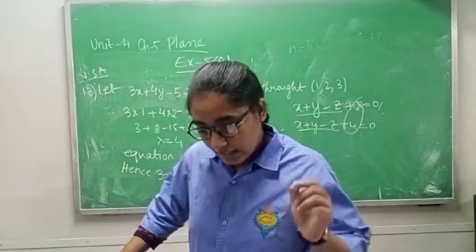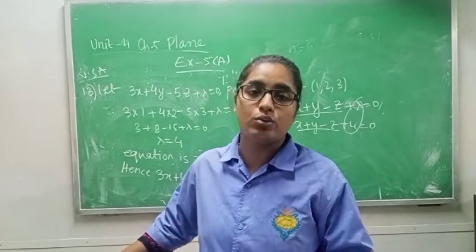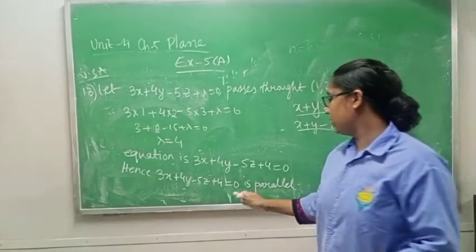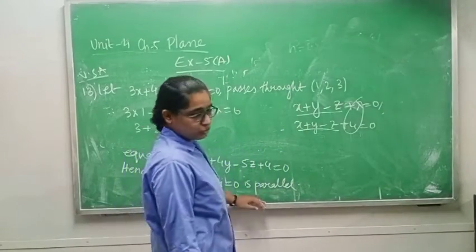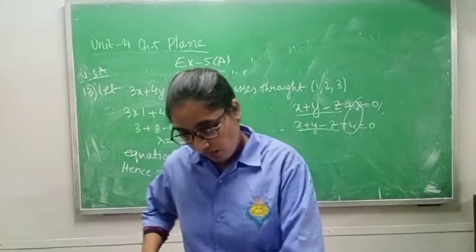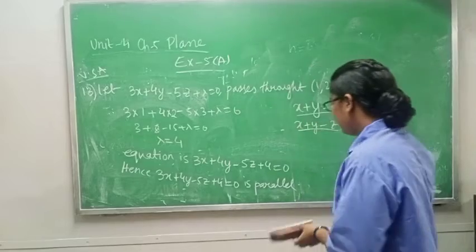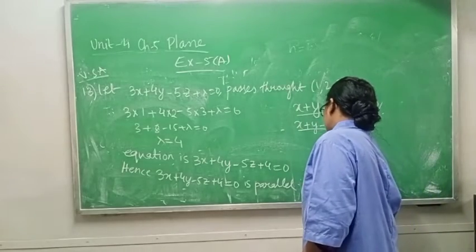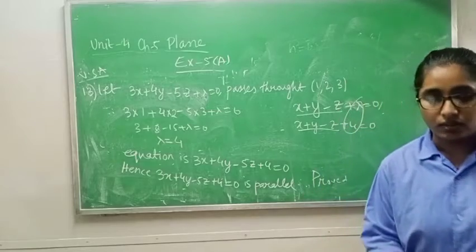See, the last line is 3x plus 4y minus 5z plus 4 equals 0. So what will you write? Hence it is parallel to the plane. Okay. So what will you write? Parallel, then for proof you will write proof. Okay. Complete this one.